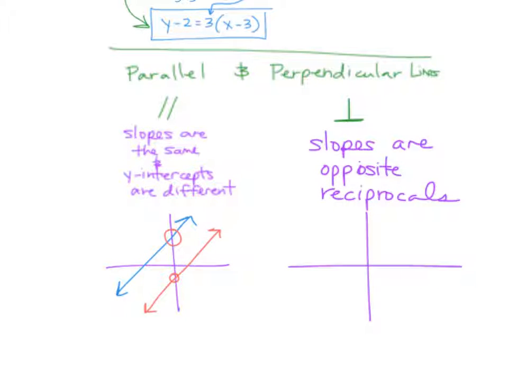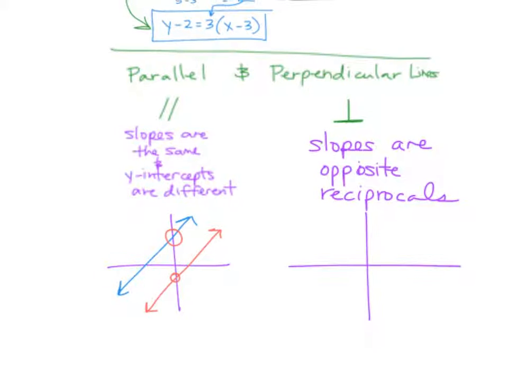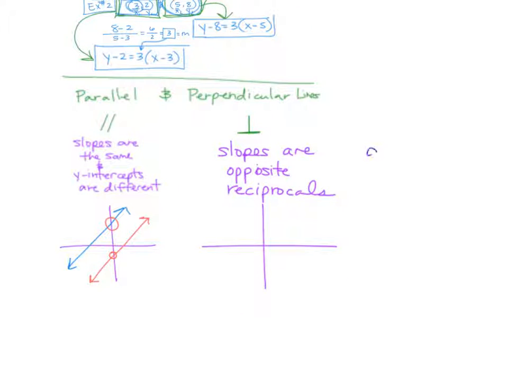Okay, so your slopes are opposite reciprocals. That means that if your slope is A over B, then the slope of the line perpendicular would be negative, and then flip it, B over A. Okay?